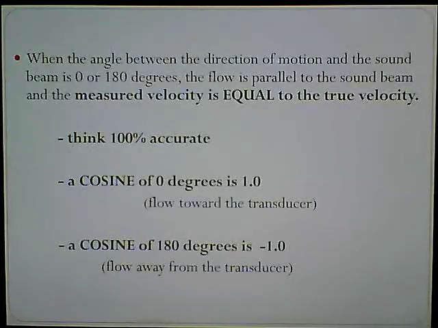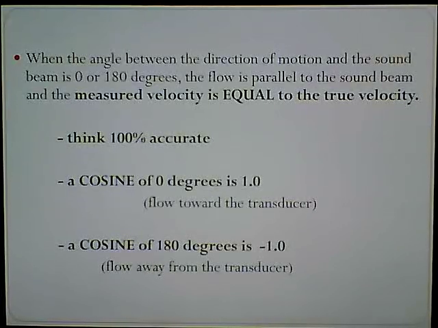When the angle between the direction of motion and the sound beam is 0 or 180 degrees, parallel to the sound beam, the measured velocity is equal to the true velocity. Notice the 0 or the 180. They don't care if it's moving towards you or away from you. That measured velocity becomes equal to the true velocity. Think 100% accurate.